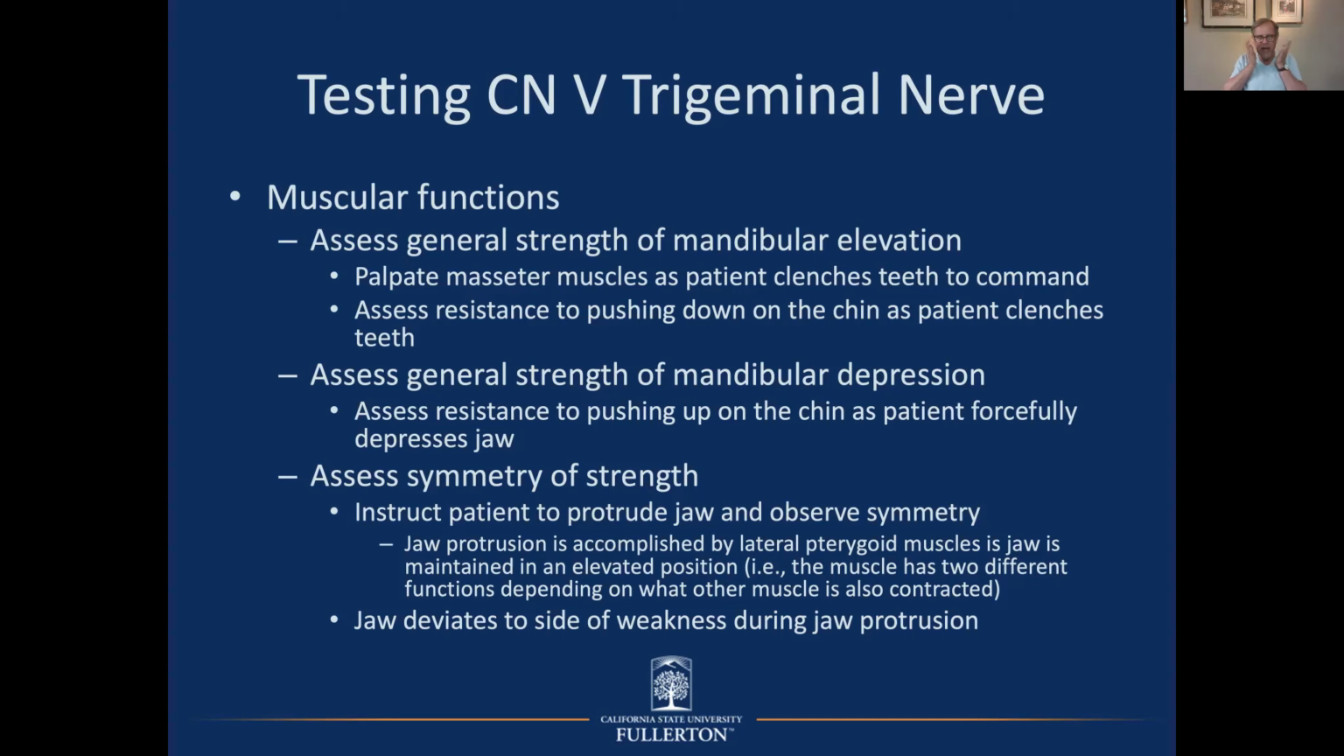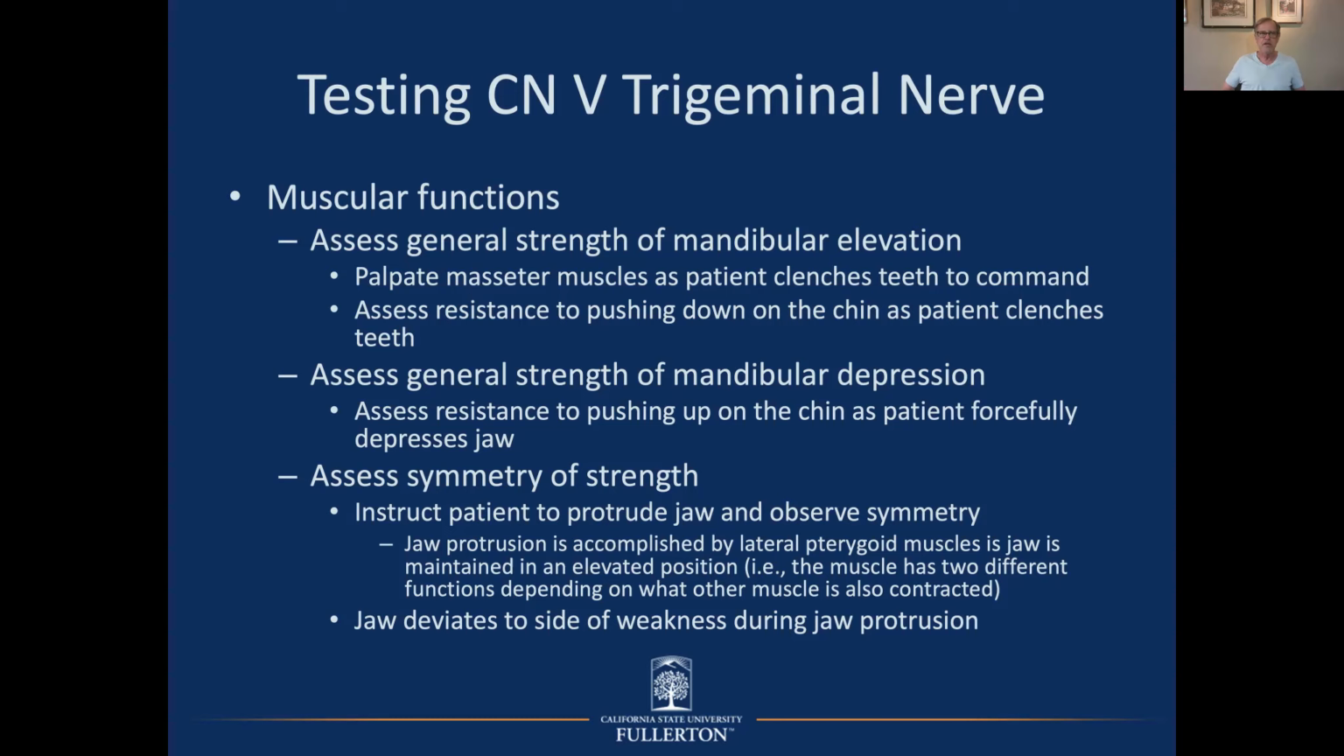Now, the way I think of it, and I hope it might help you, is you think about going like this, but if one side isn't doing it, it's going to go like this. So you're going to deviate to the weak side, and that's how you see an asymmetry. Keep in mind that you're only going to see an asymmetry if they have a peripheral nerve lesion. In other words, actual damage to the fifth cranial nerve or the mandibular division of the fifth cranial nerve itself.